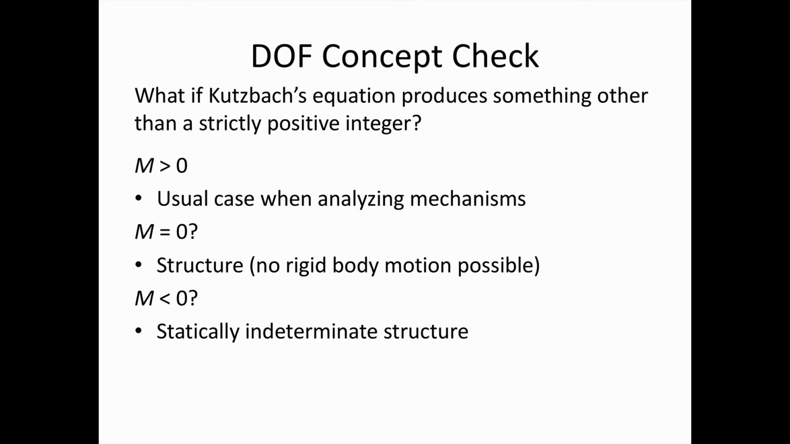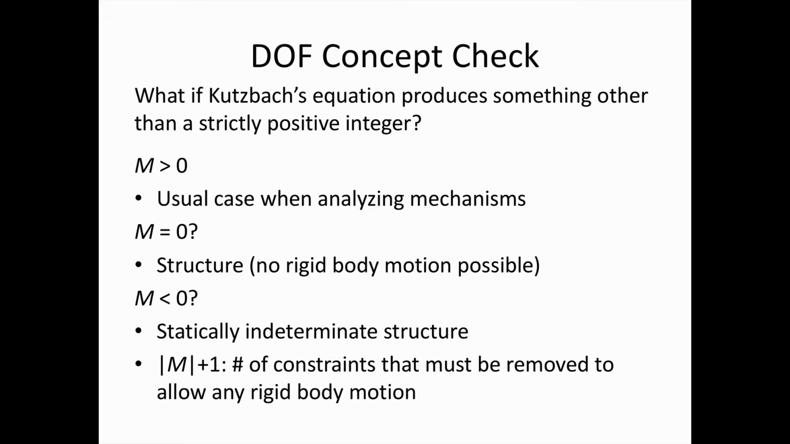But what if m is less than 0? Well, that essentially means it is over-constrained. We have more constraints than the minimum required to prevent motion. And this is what we would call a statically indeterminate structure. And to determine the forces in a statically indeterminate structure, you might remember you need to combine not only the equations from equilibrium, from statics, but also equations from elasticity. So if we have the case where m equals 0, that is a statically determinate structure.